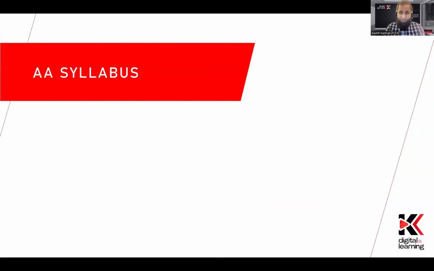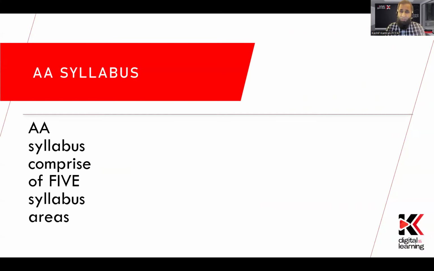In terms of the AA syllabus, it consists of 5 syllabus areas, so it's not a very broad syllabus. At the end of the day, it's a pretty easy syllabus to control within 2 to 3 months of your learning journey. Let's take a look at the syllabus.